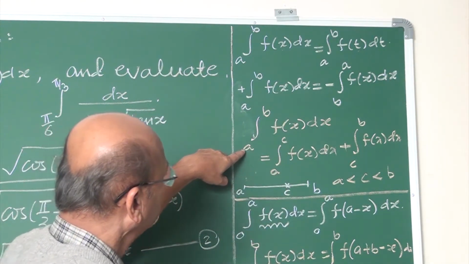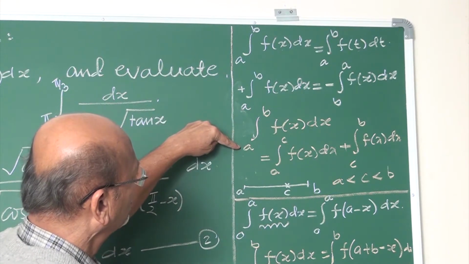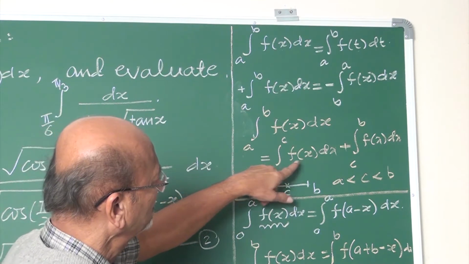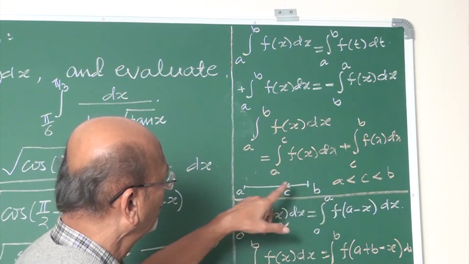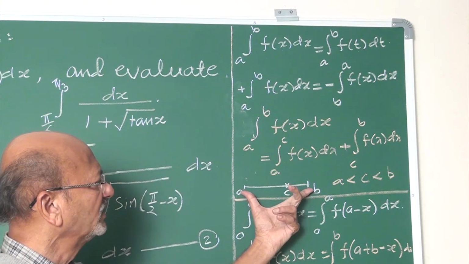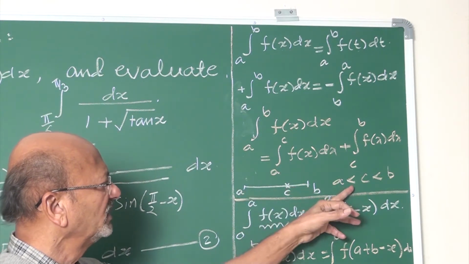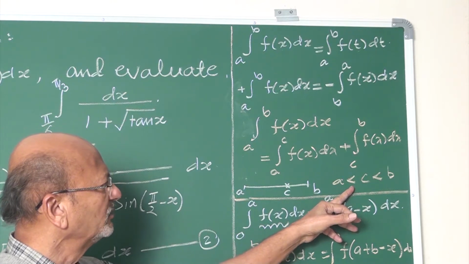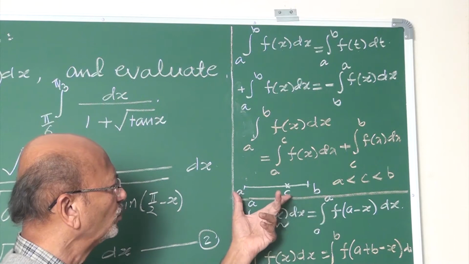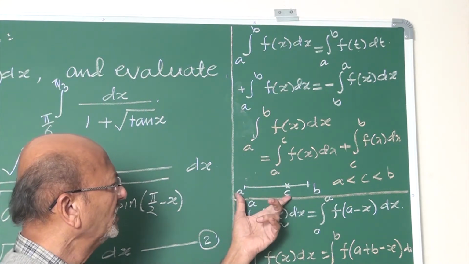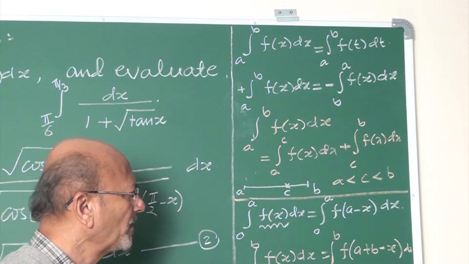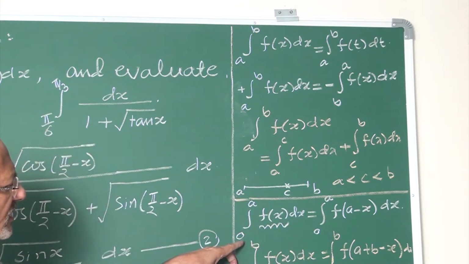What is third property? Definite integral from a to b f(x) dx equal to a to c f(x) dx plus c to b f(x) dx. What about this c? c is a number between a and b, a less than c less than b. You can split the interval a to b into two or many, a to c, c to b, but that number should be in between a and b.